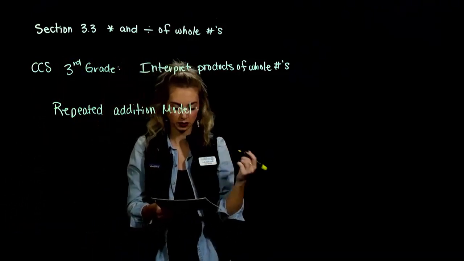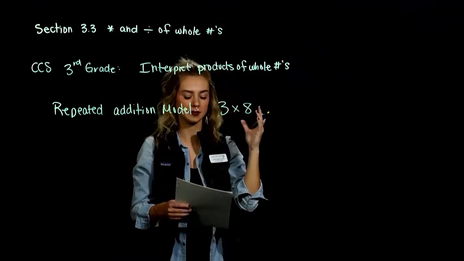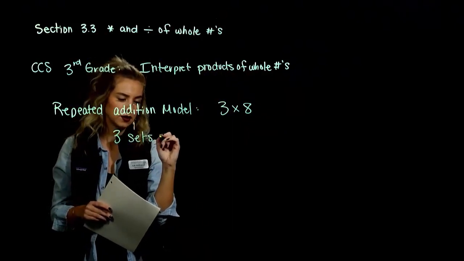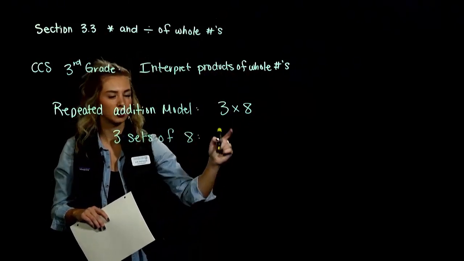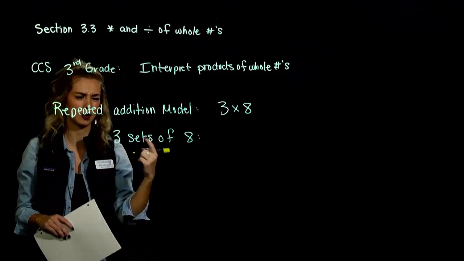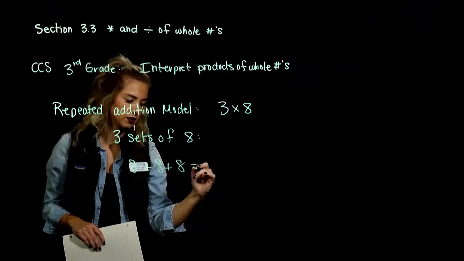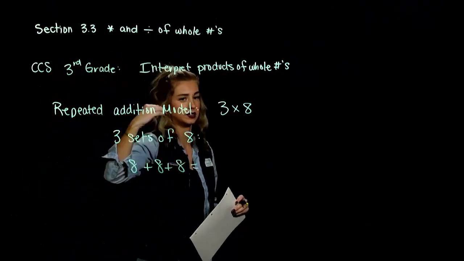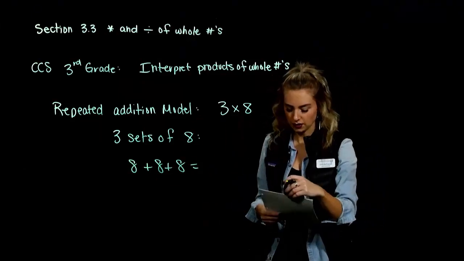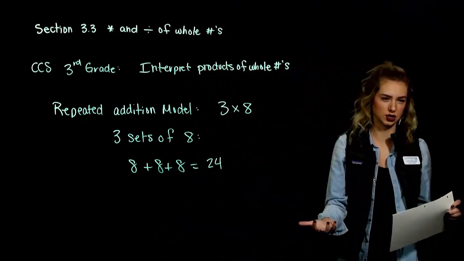What does that look like? That would be something, for example, if we were trying to compute 3 times 8, we could rewrite that as 3 sets of 8 and then turn multiplication into repeated addition. If I've got 3 sets of 8 together, then we're relying on a previously learned and mastered skill, just addition instead of multiplication. So 3 sets of 8 together gives us 24. Okay, we can break it down into that repeated addition model.